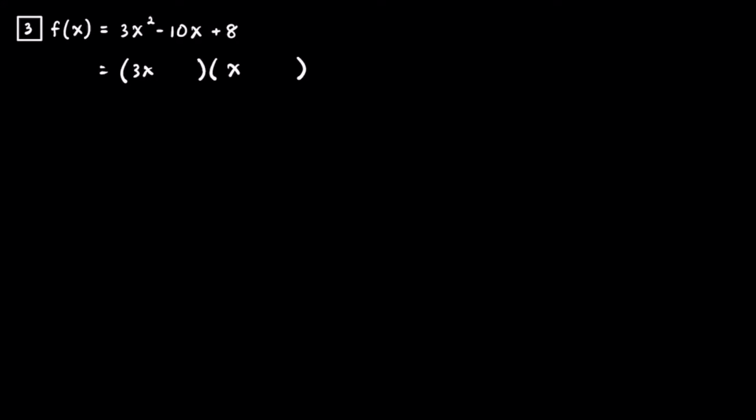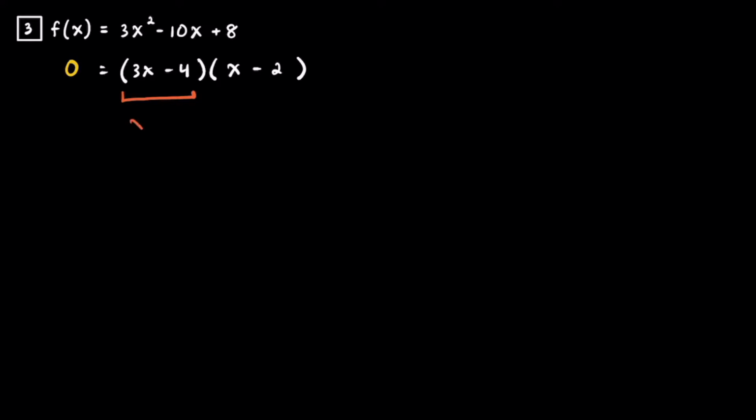So I'm thinking here of putting a minus 2 and a minus 4 over here. The reason that makes sense is because 3x times negative 2 is going to be negative 6x, and negative 4 times x is going to be negative 4x. Combining those, we're going to get this negative 10x that we see up here. Setting f of x or y equal to 0, we can now go ahead and see what our x-intercepts are.